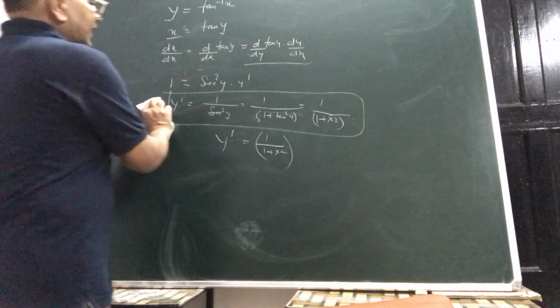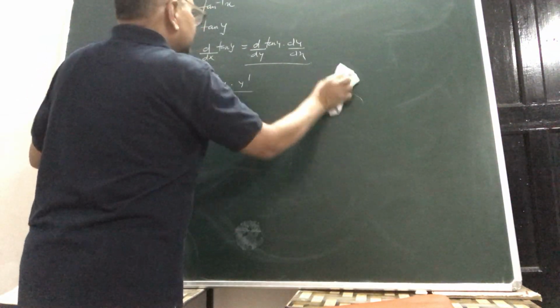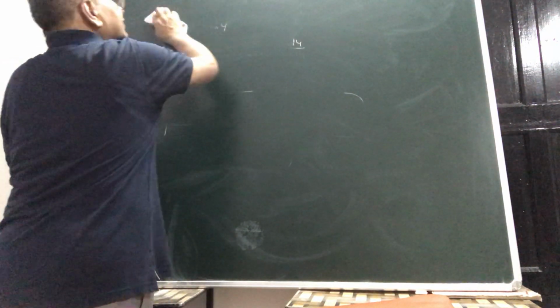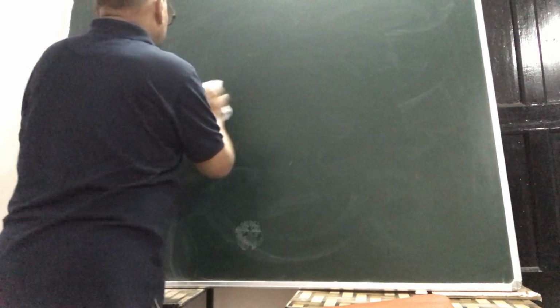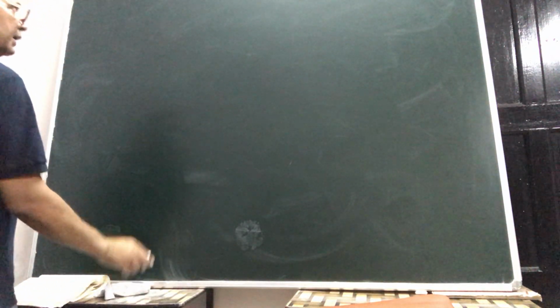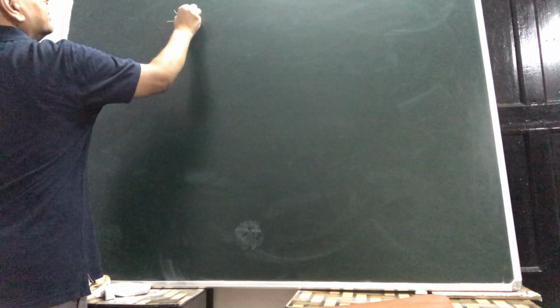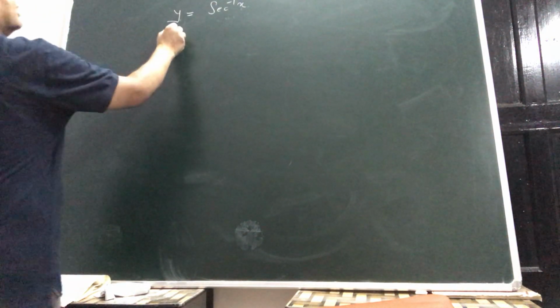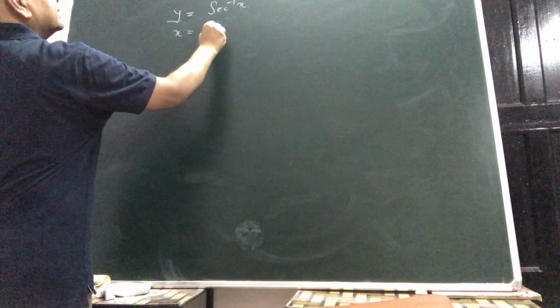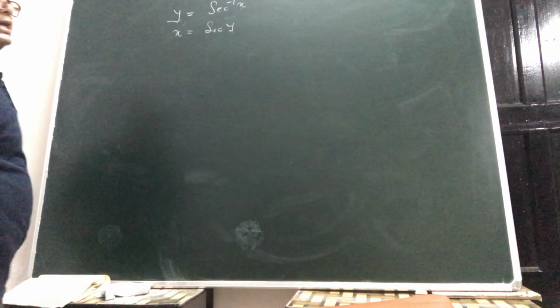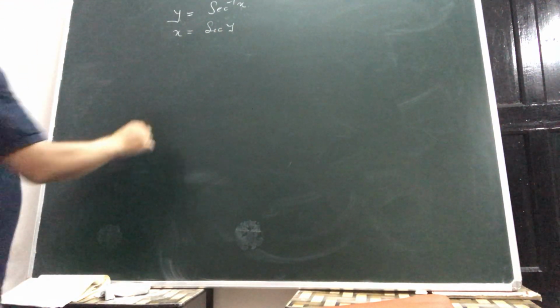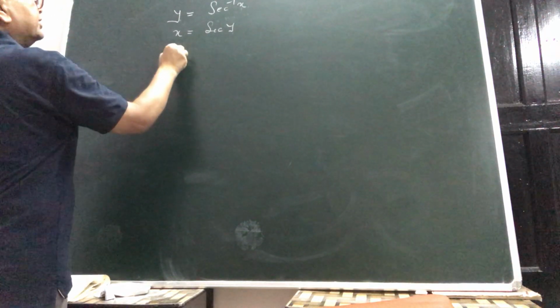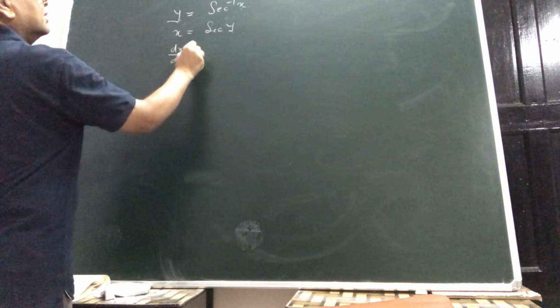Now we will take the derivative of sec inverse x, and of cosec inverse x we can take it similarly. So y is equal to sec inverse x, and its derivative we have to find out. So I will again write x is equal to sec y, and then we will differentiate this with respect to x all the way.